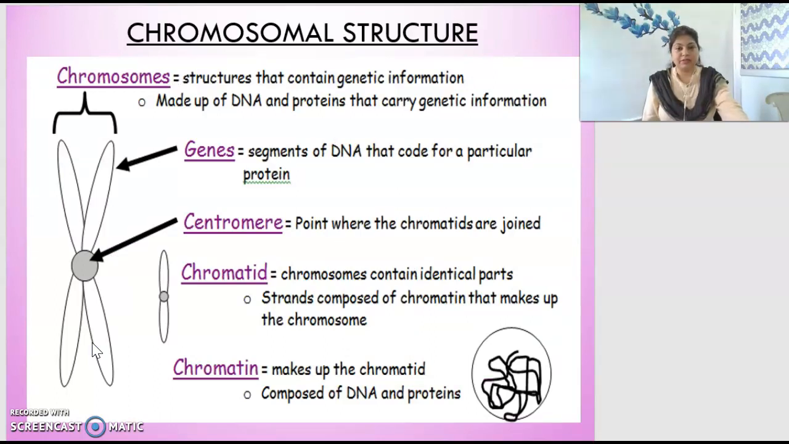Chromosomal structure. Chromosomes are basically those structures that contain genetic information and are made up of DNA and protein. The genes are the small stretch of DNA that code for a particular protein. Centromere is the central point where the chromatids are joined. The chromatids contain identical parts. Strands composed of chromatin make the chromosome. The chromatin is the material that makes up the chromatids and is composed of DNA and protein. So it is a simple structure that resembles the morphology of a chromosome.